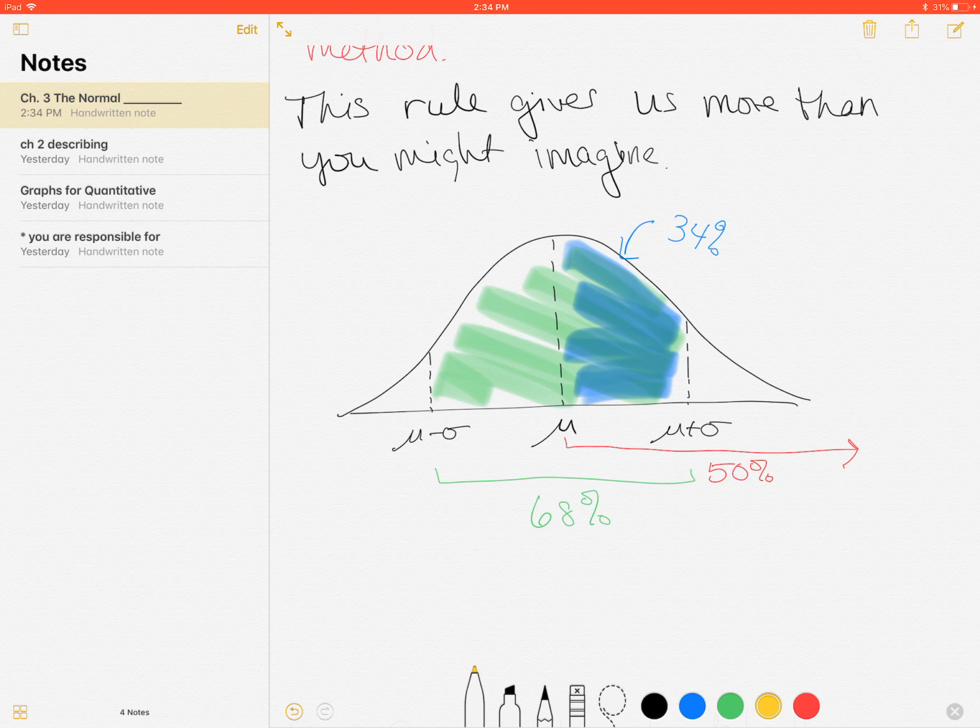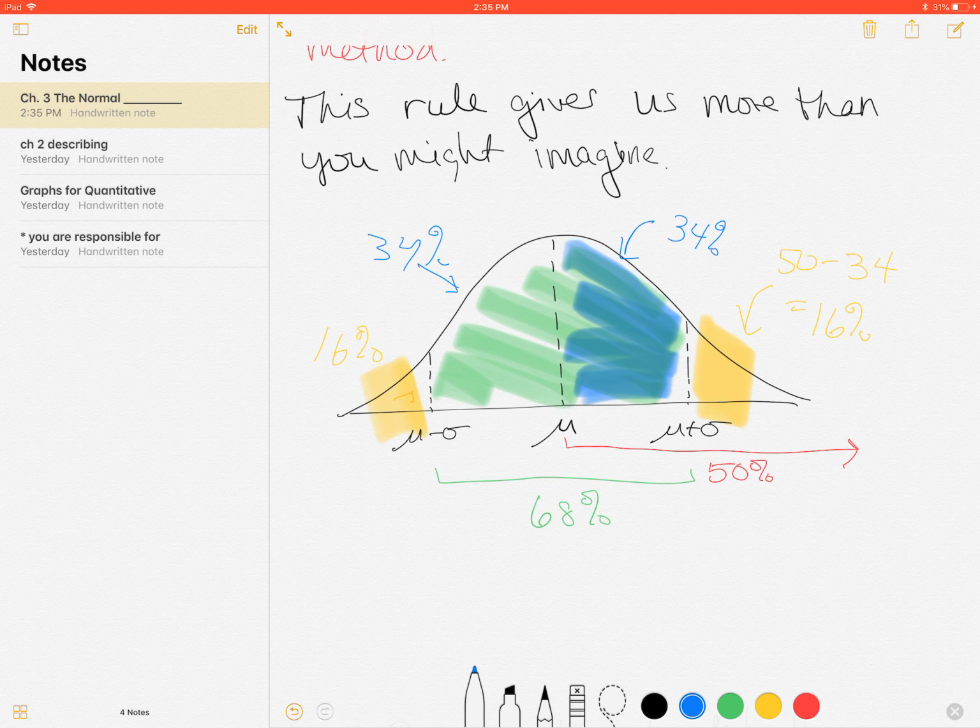If 34% of it is already in the blue area, then the yellow area has to be the 50% minus the 34%, which is 16%. But since it's symmetric, that means that this little piece as well is also 16%. And this piece here is 34%. So we broke up our picture into 4 different pieces.